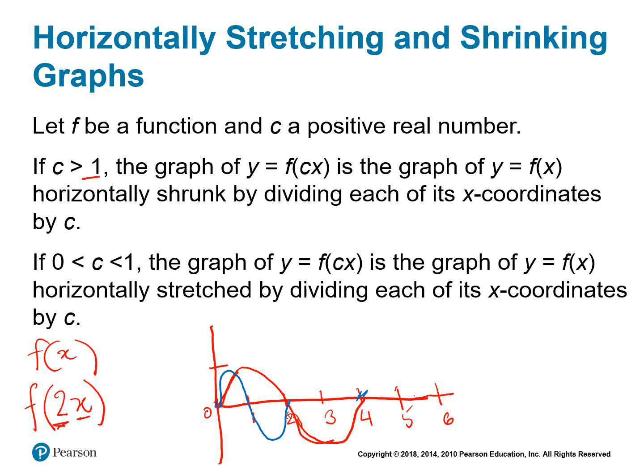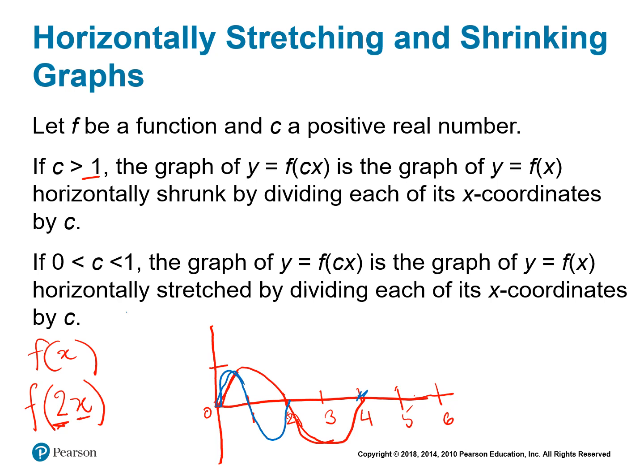So this is what we mean by horizontal shrinking. If the original function was spanning over this much portion of the x-axis, then if we multiply the x values by 2 in the transformed function, it's going to span a smaller region of the x-axis, exactly half of what it was doing before.